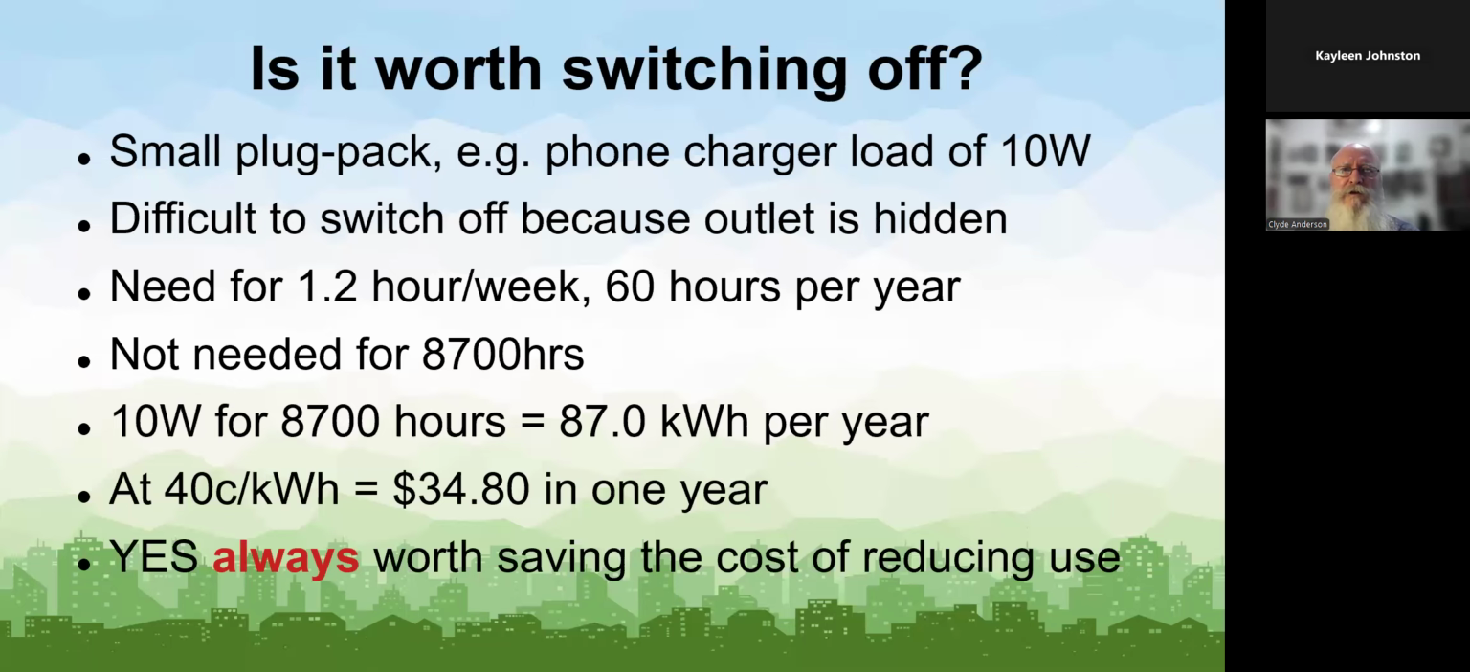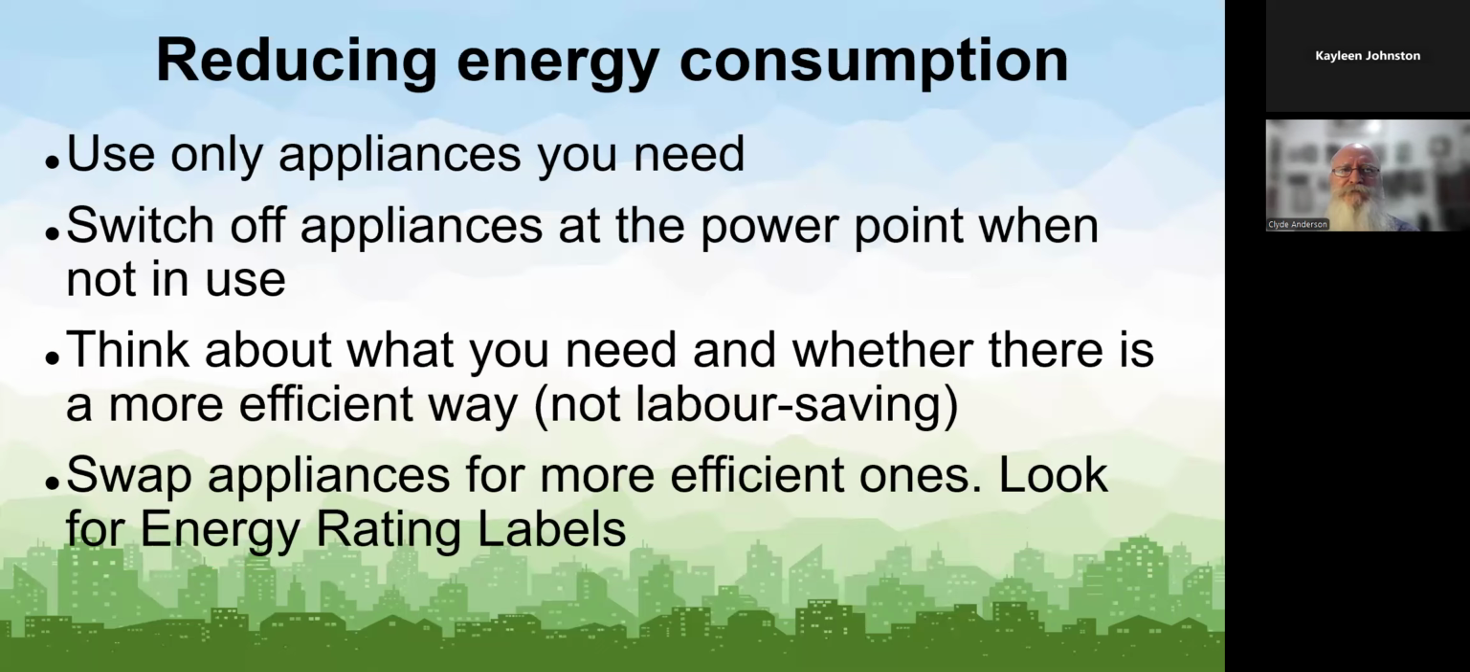So how do you reduce energy consumption? Use only what you need. It's nice to have things conveniently just there, but if you don't need it, switch it off at the power point when it's not in use. Think about what you need energy for, and whether there's a more efficient way of doing it. For example, not being labor saving. It is a labor saving thing, but maybe exercise is good for us all. And then swapping appliances for more efficient ones is always a good thing.